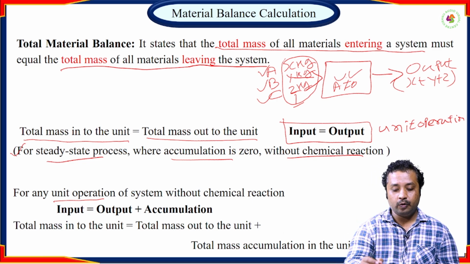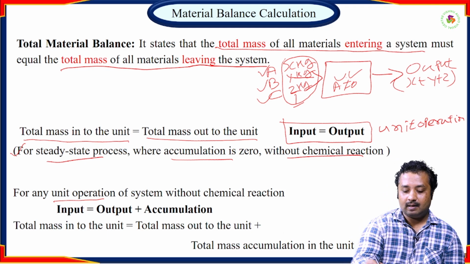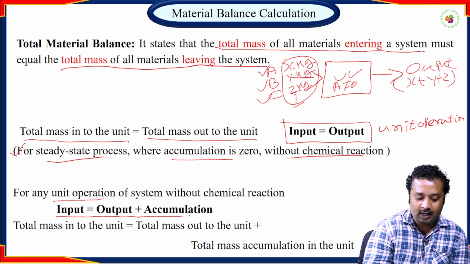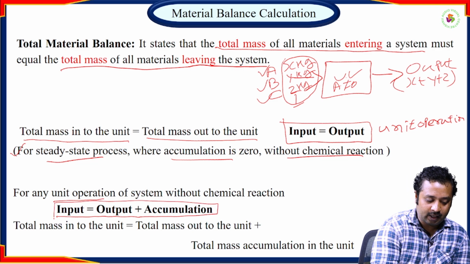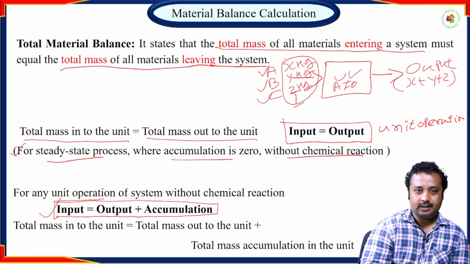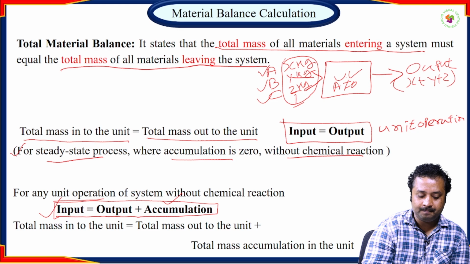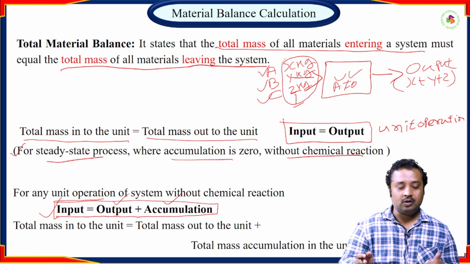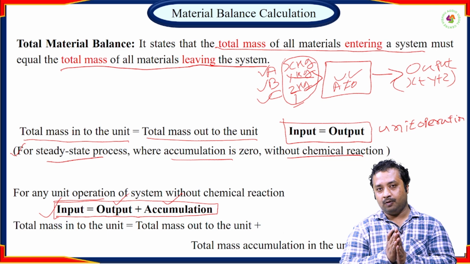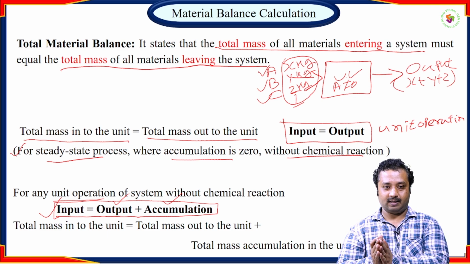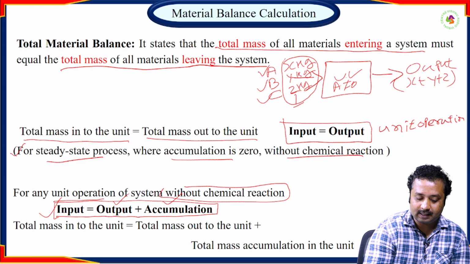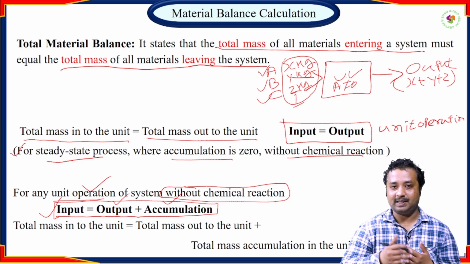So what we can do is revise the total material balance as input is equal to output plus accumulation. Whatever input we give, some amount will be accumulated within the system and some amount will go out as product or output. So the total amount of input should be equal to the output plus accumulation, and this is valid where there is no chemical reaction, or we can say for unit operations.